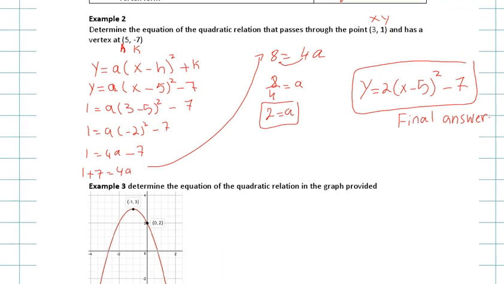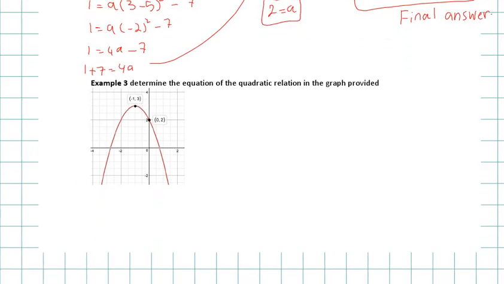So in this example, you determine the equation of the quadratic relation in the graph provided. So it's exactly the same question, but they give you a graph instead of the points, right? So you have to locate the points. What's the most important point that you have to locate? The vertex, which is where? -1 and 3. It's right here, right? So that's your vertex. Now, other than the vertex, what do you need? Your x and y. Any other point on the graph.